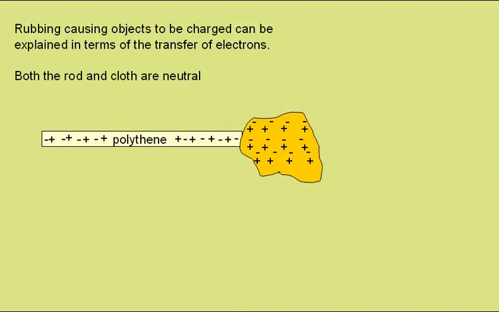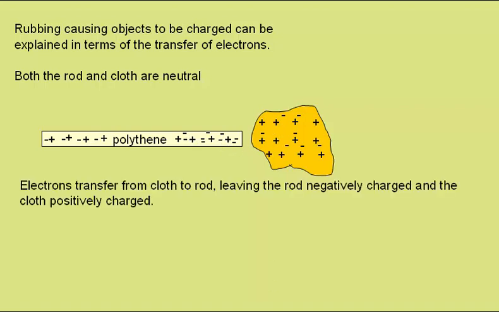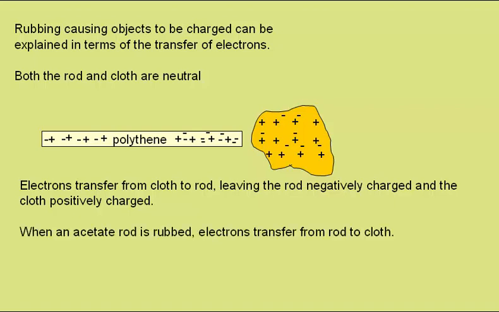If we now rub the rod with the cloth, electrons have transferred from the cloth to the rod. So the rod now has surplus electrons or surplus negative charge, the cloth has surplus positive charge. Electrons transferring from the cloth to the rod have left the rod negatively charged and the cloth positively charged. When an acetate rod is rubbed, electrons transfer from the rod to the cloth, leaving the rod positively charged and the cloth negatively charged.